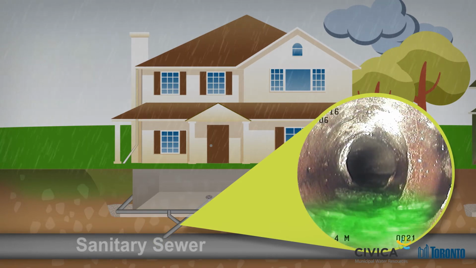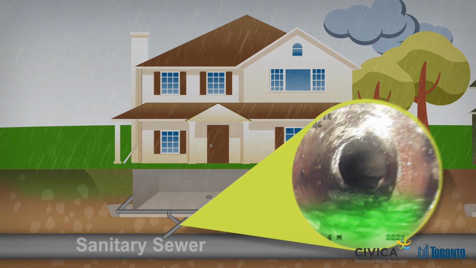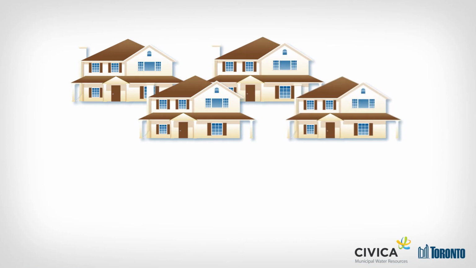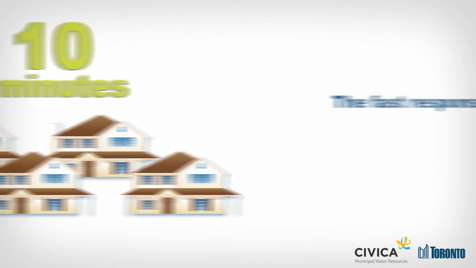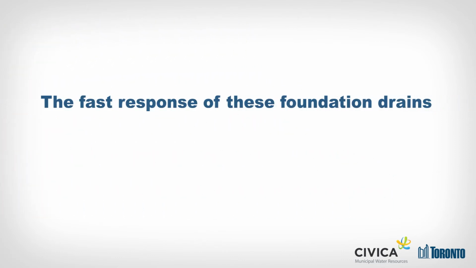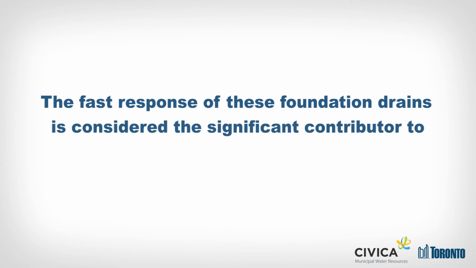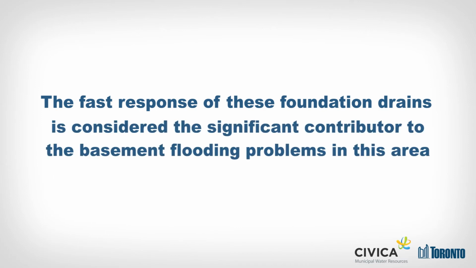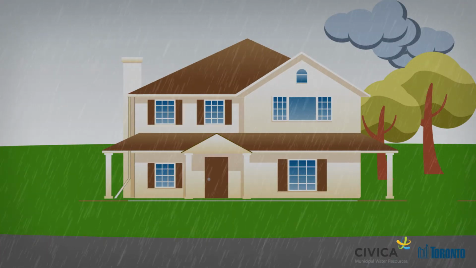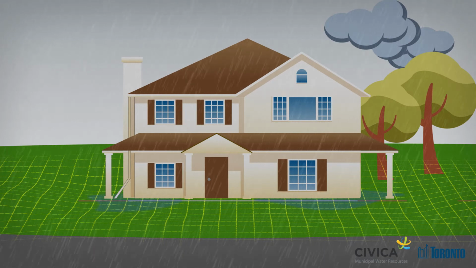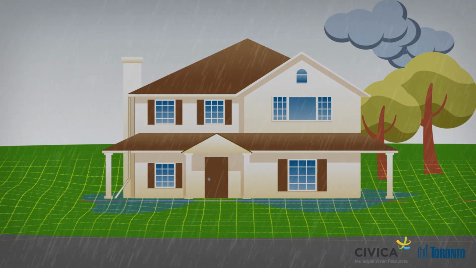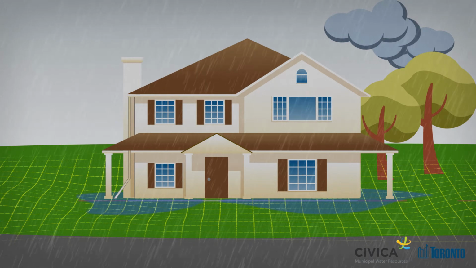The observed flow rate during this test is also similar to what was observed during the October 28, 2015 event. In total, 4 homes were tested this way, and they all responded within 10 minutes. Given the density of foundation drains connected in the study area, the fast response of these foundation drains is considered the significant contributor to the basement flooding problems in this area. Field inspections identified poor lot grading at a number of properties in Area 9, which can further amplify this issue by encouraging rainwater to infiltrate near the home and reach the foundation drain.